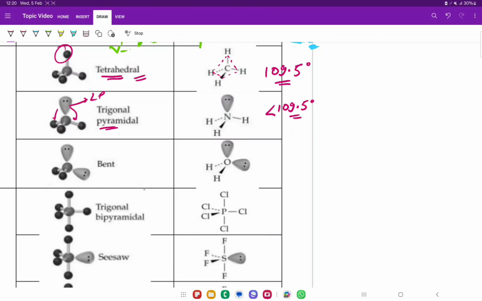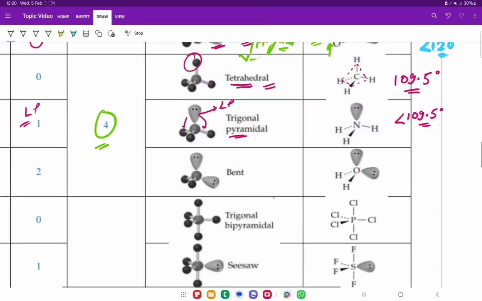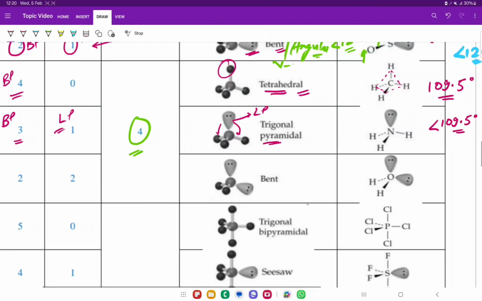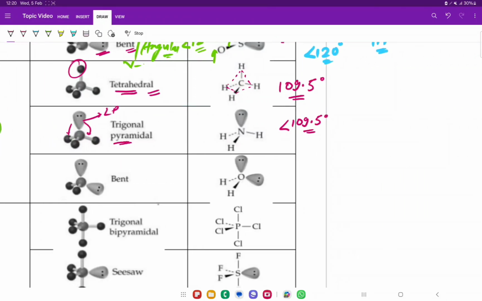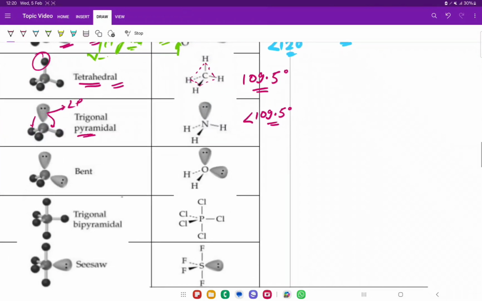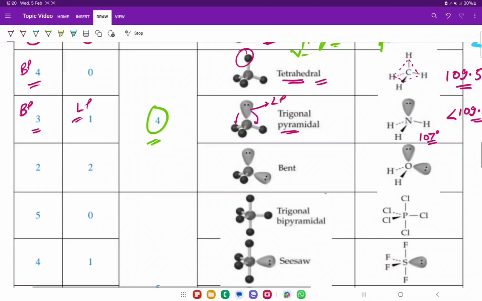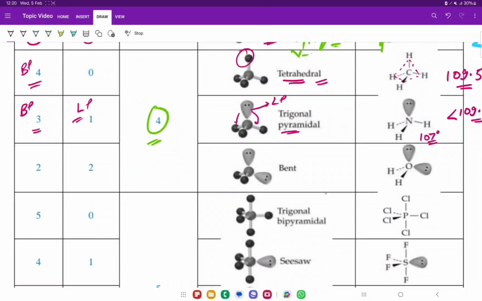So I can say, if they ask you what is the bond angle of a molecule having three bond pairs and one lone pair, then the bond angle will be less than 109.5 if I don't know it. But since ammonia is in my course, I should remember the bond angle of ammonia. It is 107 degrees. Ammonia is an example of trigonal pyramidal shape with three bond pairs and one lone pair.